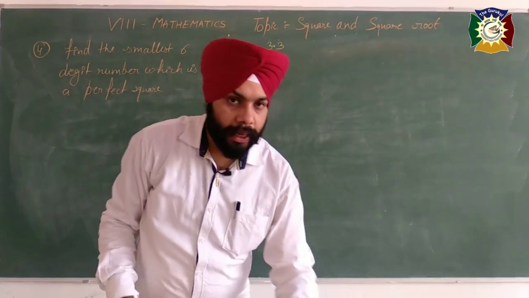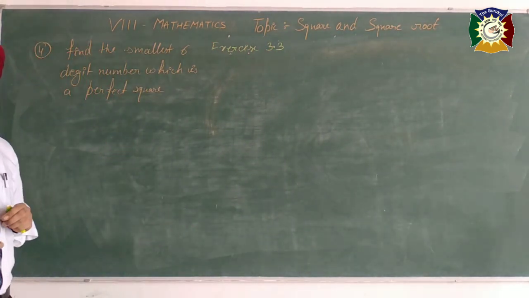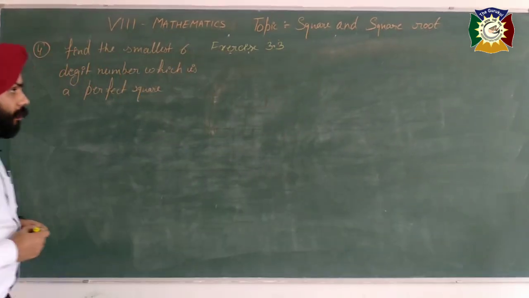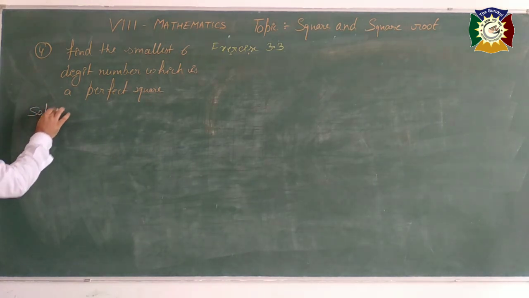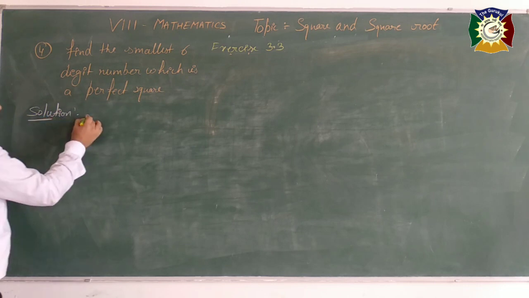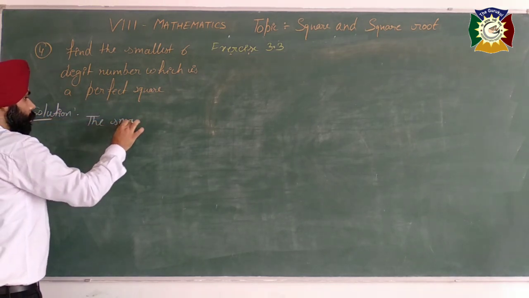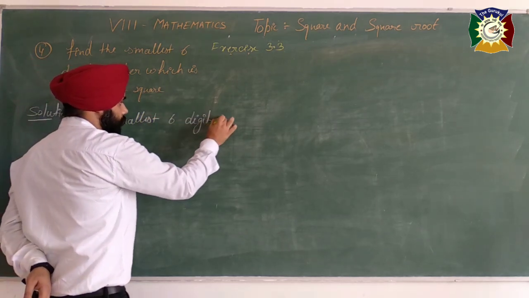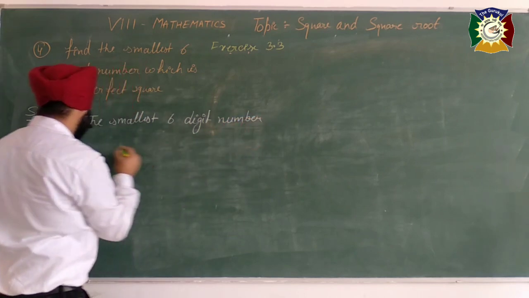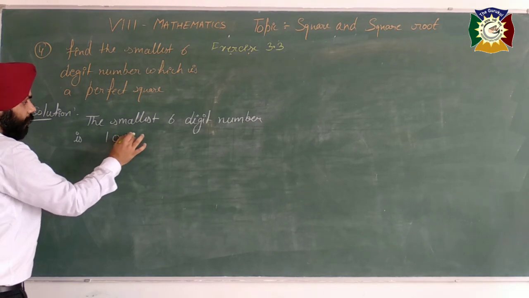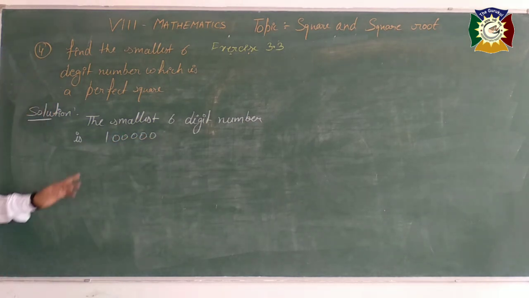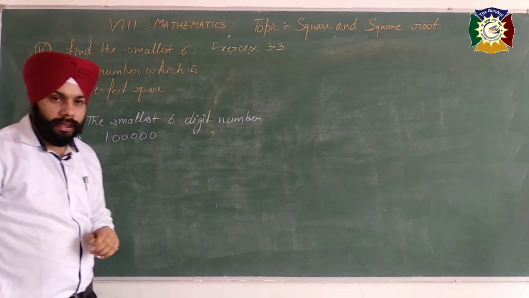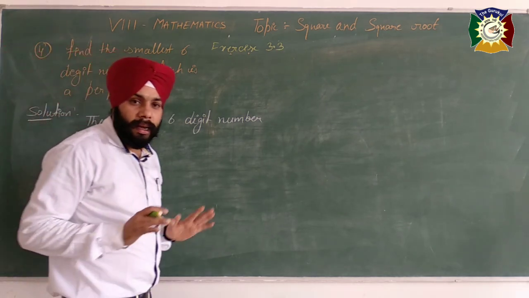So what they said is that we have to find the smallest 6-digit number which is a perfect square. For this, what do we have to do? As we know in its solution, we know that the smallest 6-digit number is 1 followed by 5 zeros. This is the smallest 6-digit number, but we see here there is an odd number of zeros. That means 5 zeros here, so it is not a perfect square.